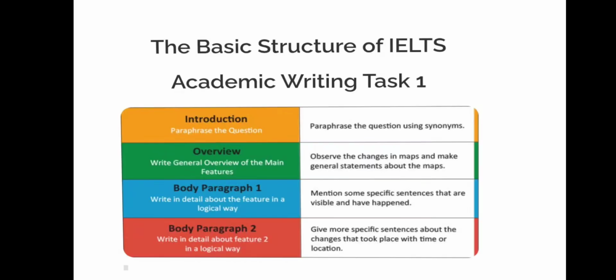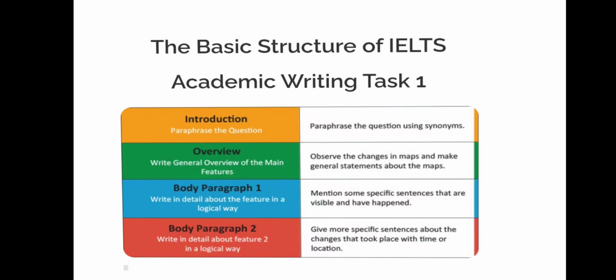IELTS Writing Task 1 structure. In Writing Task 1, you will be asked to write a report for a bar chart, line graphs, table, pie charts, maps, or diagram. All IELTS Writing Task 1 have the same structures, regardless of which task you are given. There are four main paragraphs that you need to use for task 1.